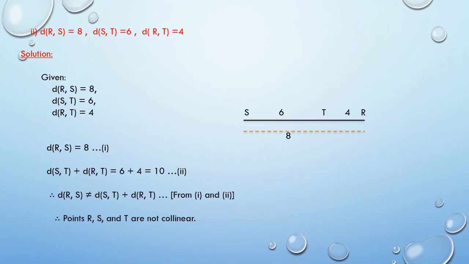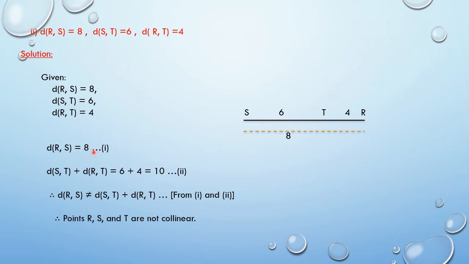Second question: distance of RS is equal to 8, distance of ST is equal to 6, and distance of RT is equal to 4. Solution: first you have to write what is given in the question. Distance of RS is equal to 8, distance of ST is equal to 6, and distance of RT is equal to 4. And first we check which is the greatest distance. That is equation number 1. Therefore, distance of RS is equal to 8.